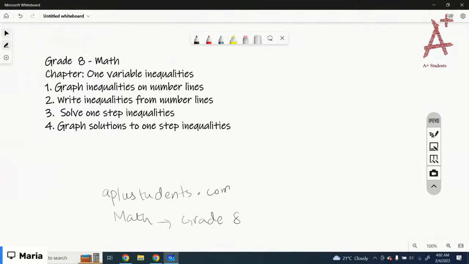So there you can find a list of the chapters. We're going to start with chapter 1, variable inequalities. And the lessons we're going to cover today are graph inequalities on number lines, write inequalities from number lines, solve one-step inequalities, graph solutions to one-step inequalities. So let's start with the first lesson, that is graph inequalities on number lines.